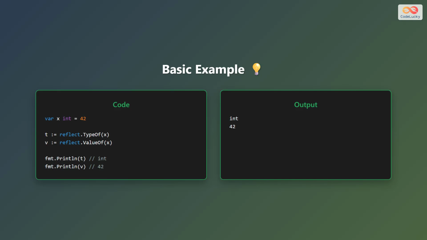Let's see reflection in action with a simple example. First, we declare a variable x of type integer and assign it the value 42. Then we use reflect.TypeOf to get the type of x and store it in the variable t. Similarly, we use reflect.ValueOf to get the value of x and store it in the variable v. When we print t, it outputs int because that is the type of x. When we print v, it outputs 42, which is the value of x.